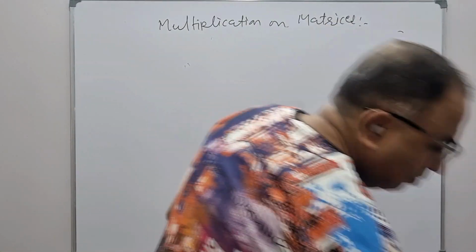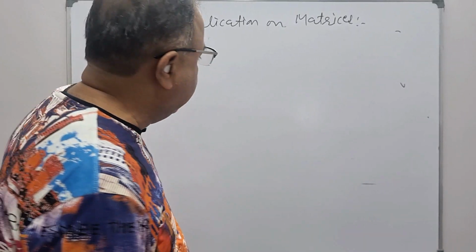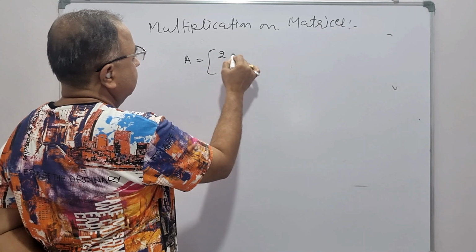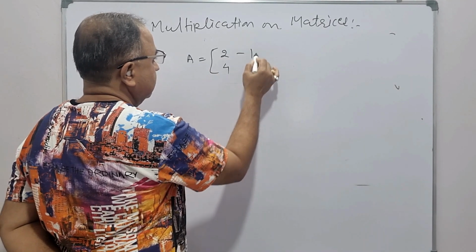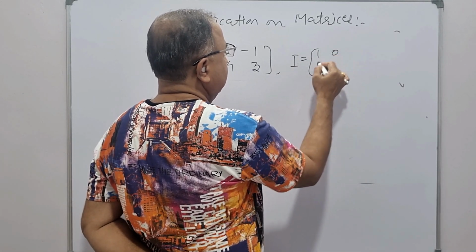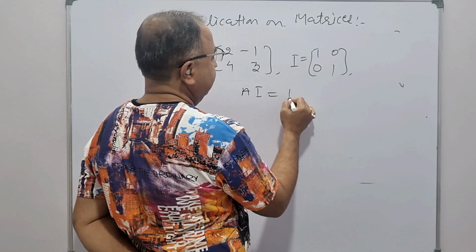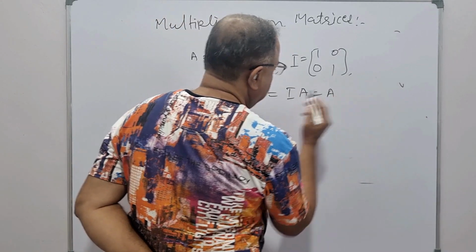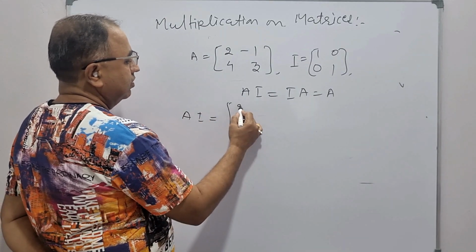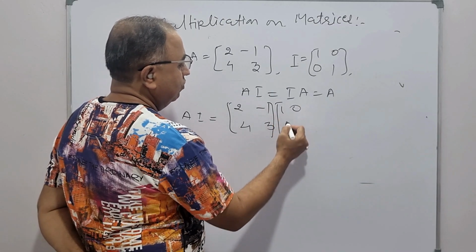This we can illustrate through an example. Suppose A is a matrix here, and I is the identity matrix of the same order, that means 1 0 0 1. We have to verify whether A into I is the same as I into A and is equal to A or not. So let's try A into I: 2 minus 1 4 3, times 1 0 0 1.